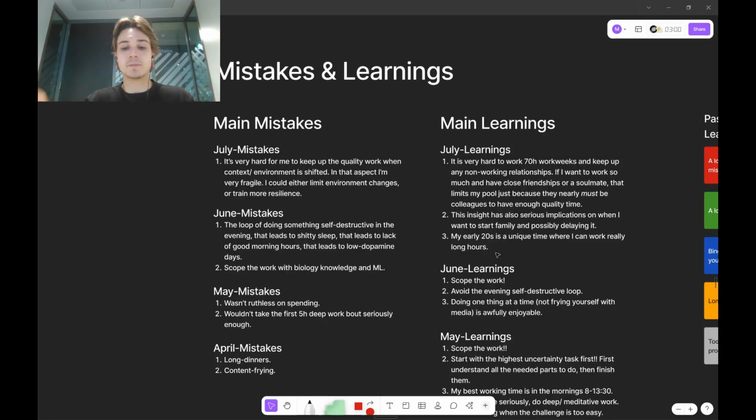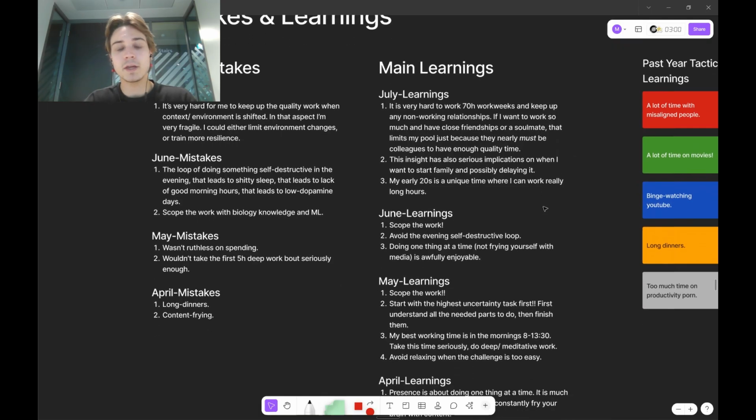But of course, it's kind of like a mixture of two fluids, and you get a mixture of the two, so it's like 50-50 or something like that. But I wasn't able to keep up with the sustained excellence and high quality work as I usually do when I change my environment like that. And the main learning, I think, for July is that if I do want to work 70, 80-hour work weeks, it's pretty hard to keep up any non-working relationships. Having anyone on the side who you don't really work with is really hard and takes a lot of time. And this means you probably will not be able to do 70-hour work weeks.